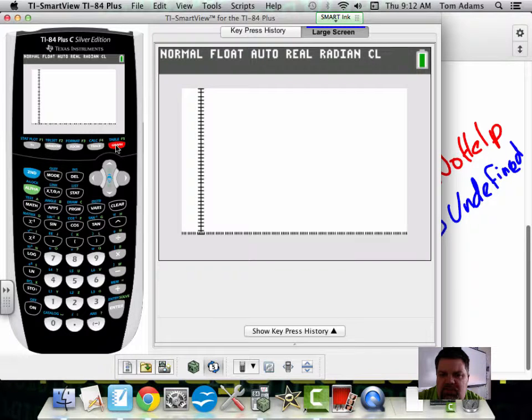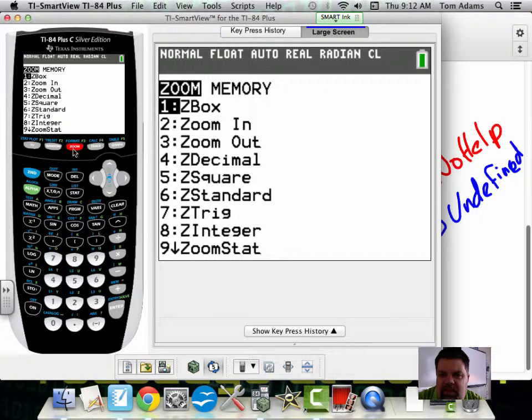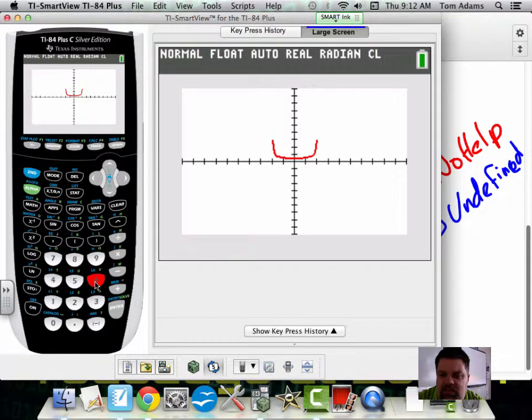And I have to adjust my window, and I think I can enter it in manually, and as you see here, it looks like a little bit of a smiley face. Well, now I said that we have vertical asymptotes at -2 and 2.